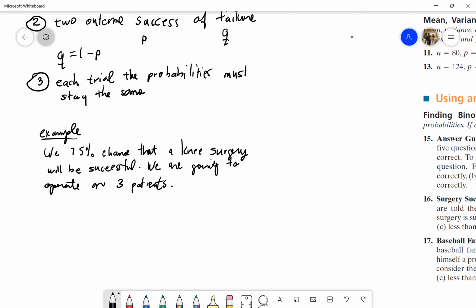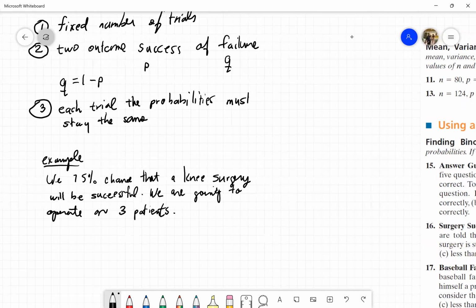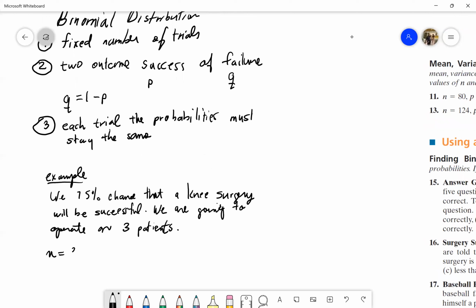So now let's consider it. How many times are we going to try to operate? Is that a fixed amount or is that open-ended? So is the first condition met? Yes. So n equals 3, condition 1 is met. Condition 2, do we have success or failure? Yes. We can clearly define that we can either have a successful knee surgery or not. So we have two outcomes, success or failure.